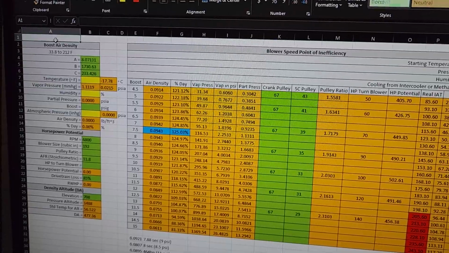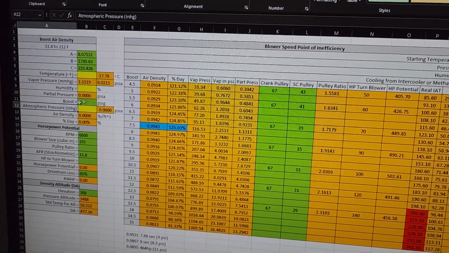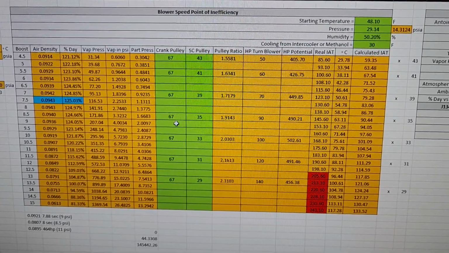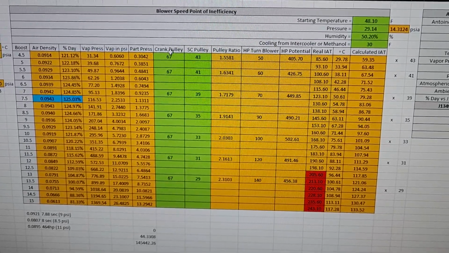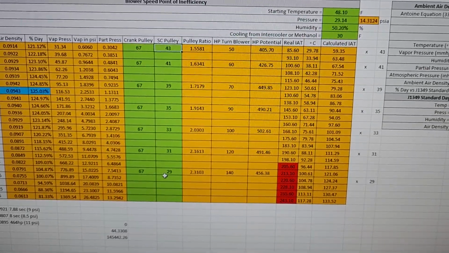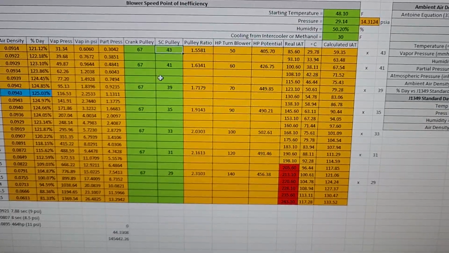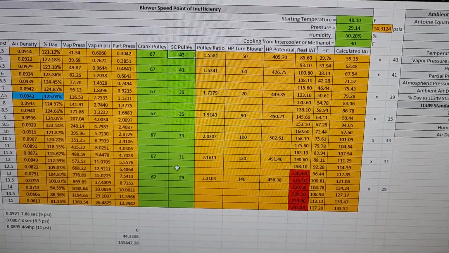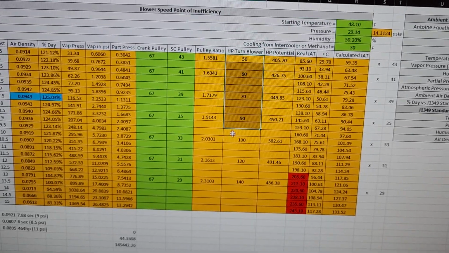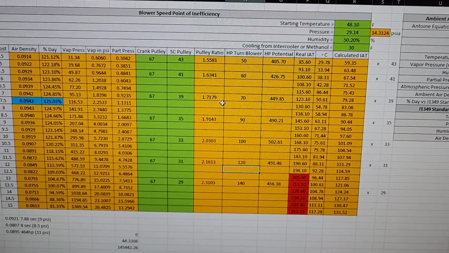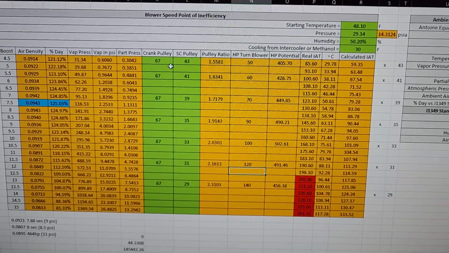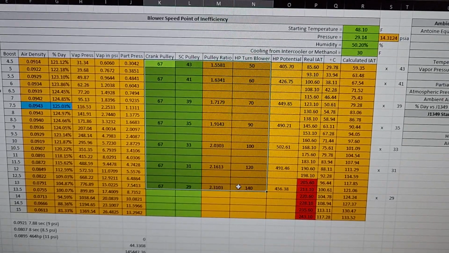The only reason I have this even here is so that if I wanted to make a pulley change, see these crank pulleys right here? That's my crankshaft pulley, how many teeth? And these are the only supercharger pulleys that are manufactured for my blower, the Blower Shop 192. So this is the part that's specific to my blower. And these horsepower to turn the blower, that's how much horsepower it takes to turn my blower at these various pulley ratios. So these are going to be specific to the Blower Shop 192.